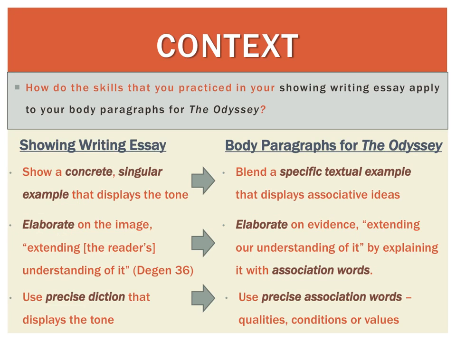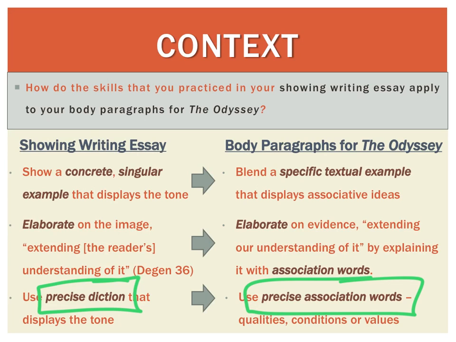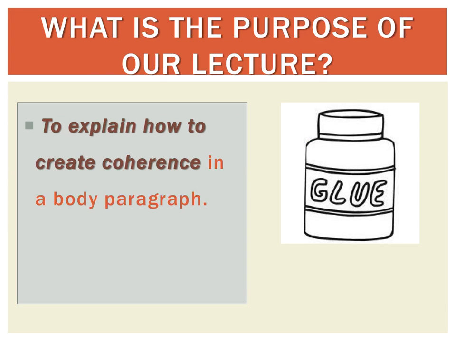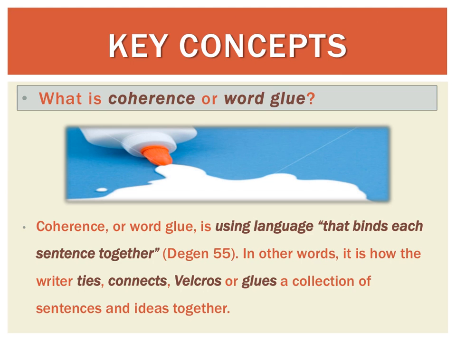And you also practiced this skill of using precise diction, not the almost right word, but the exact word. That applies very well to your paragraphs for the Odyssey, because your goal now is to use precise association words, ideas that you associate with the examples that you're providing in your body paragraphs. It's not the almost right association, it's the exact association. So the purpose of the lecture is just to explain how you go about creating a sense of coherence in your body paragraph. Let me give you a few key concepts first.